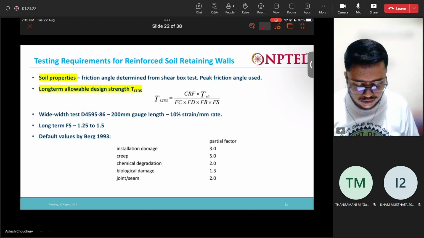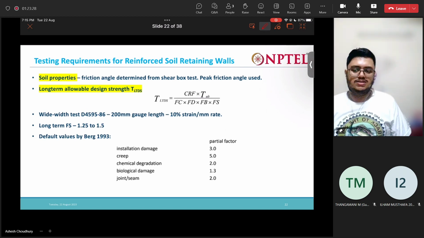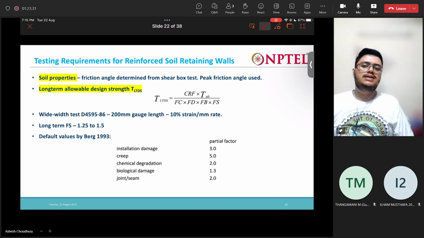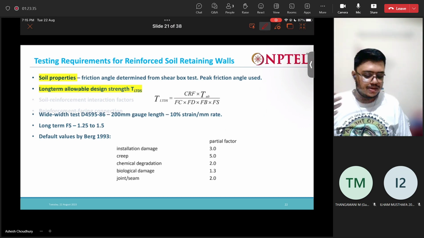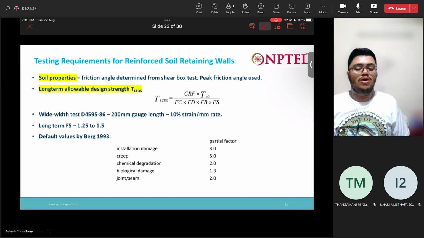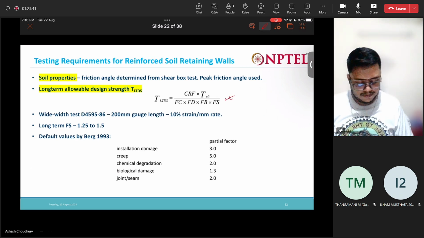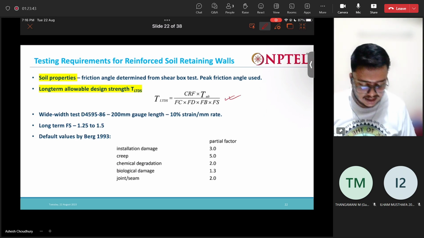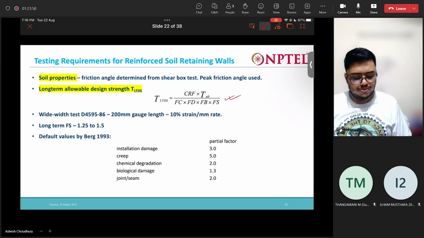Soil friction angle can be determined by the direct shear test, that is the shear box test. Generally the weak friction angle is used. The next thing I said is the reinforcement property, which is the long term allowable design strength. That is determined by wide width tests or narrow width tests. Many types of tests are there, and with those tests we determine this allowable tensile strength.